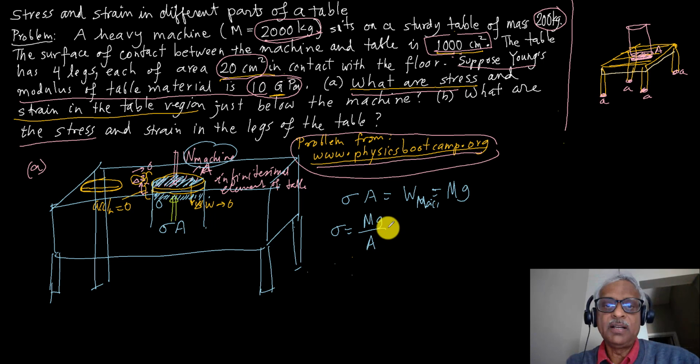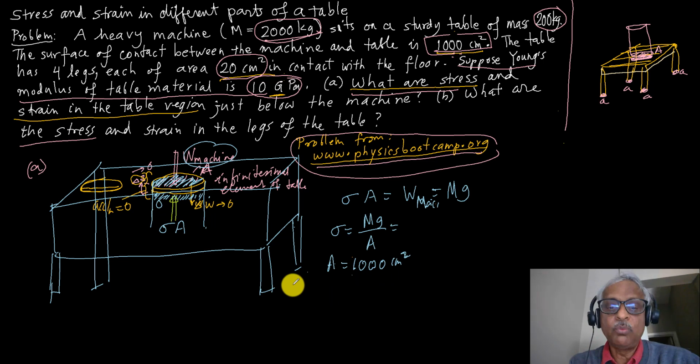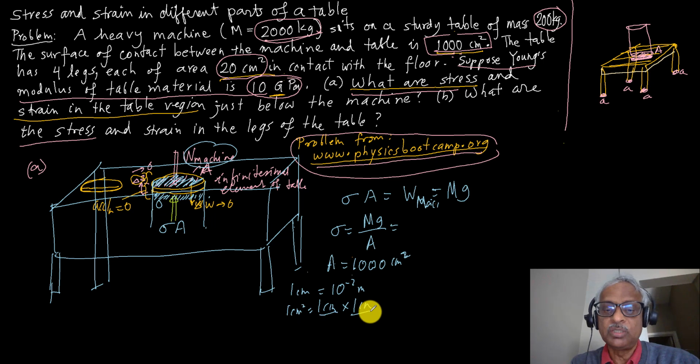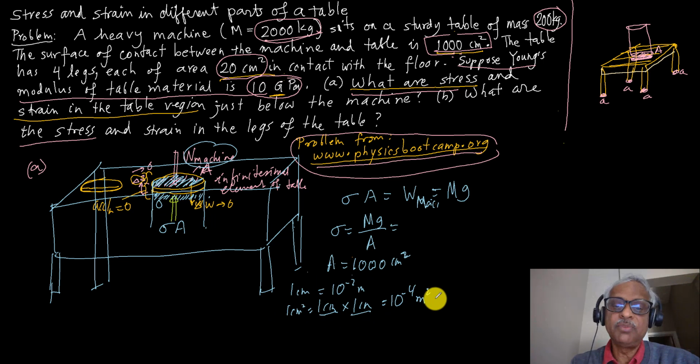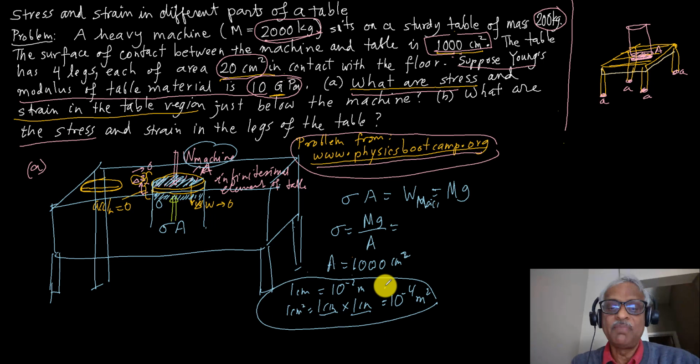A is given to be 1000 centimeters squared, and 1 centimeter is 10 to the minus 2 meter. So 1 centimeter squared is 1 centimeter by 1 centimeter. So there are two of them, right? So this will be 10 to the minus 2, this will be 10 to the minus 2, so 10 to the power minus 4 meter squared. This is a very common place people make a mistake. So when put in here, it's 0.1 meter squared.